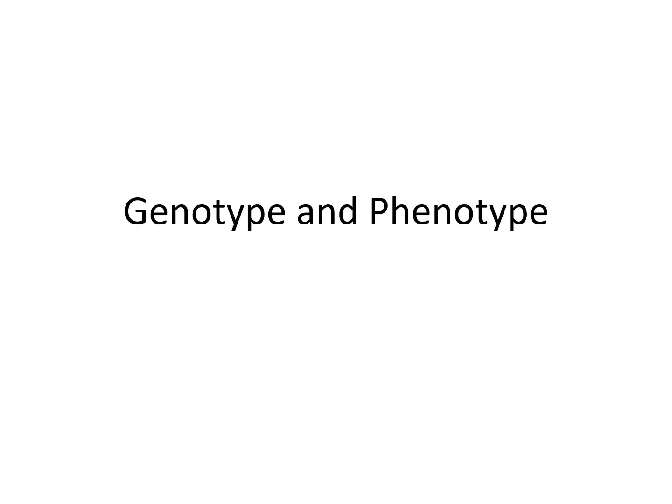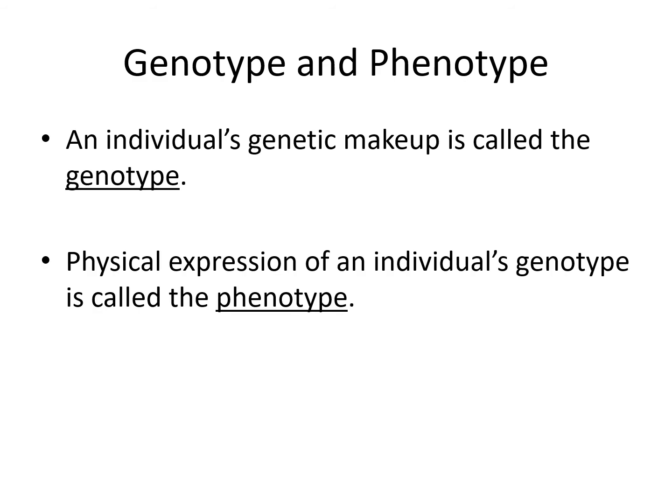So let's now look more closely at genotype and phenotype. Okay, so an individual's genetic makeup is called the genotype. It describes what alleles of genes they have. The physical expression of an individual's genotype is called the phenotype, and this is what is physically seen in terms of a protein or a feature.